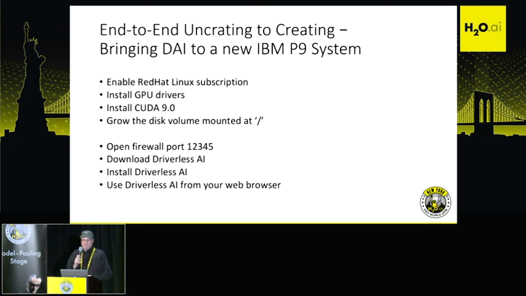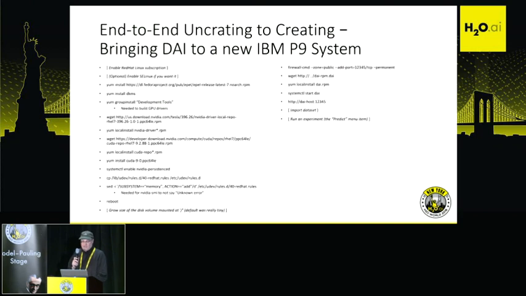For us, the hardest part was actually getting Red Hat enabled because we had to get a new Red Hat subscription. And this is the same stuff, but in a little bit more depth. I won't go over this. I'm just including it as documentation for the actual steps we had to do to get Driverless AI to run on this brand new system.